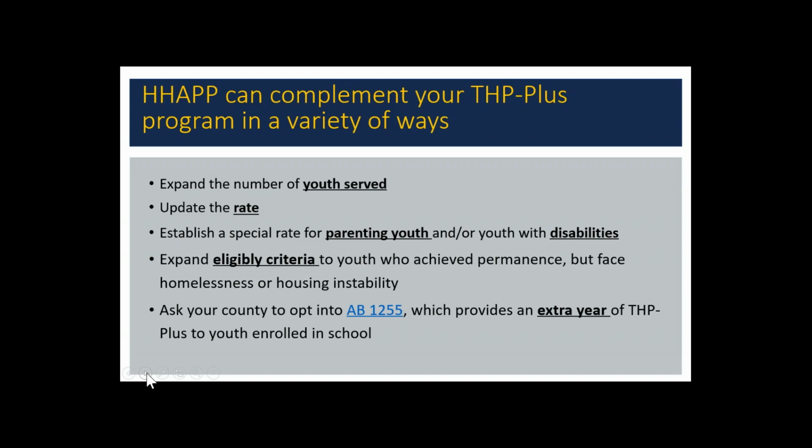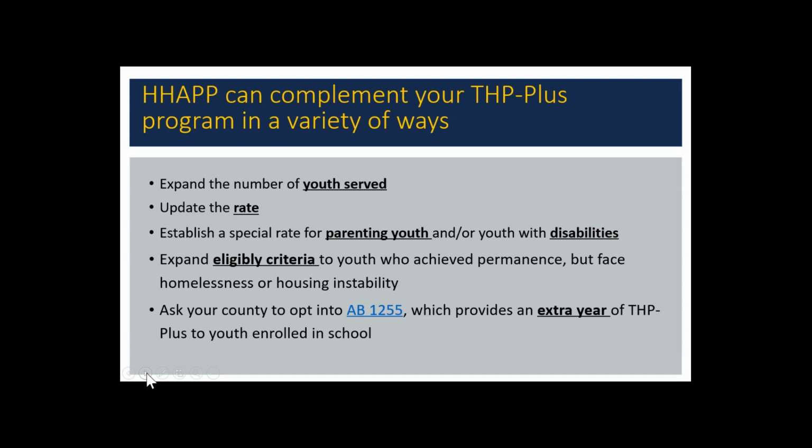Another one is broadening or liberalizing your eligibility criteria. This is something we tried to do last year legislatively. Unfortunately, we were not successful, but we know many young people who achieve permanence at age 16 still face housing insecurity and homelessness. And so that could be something to consider.